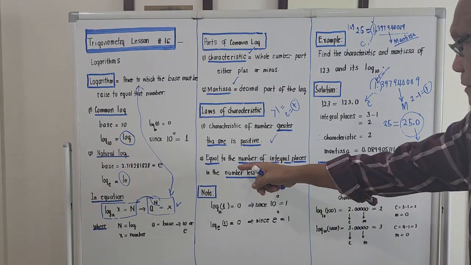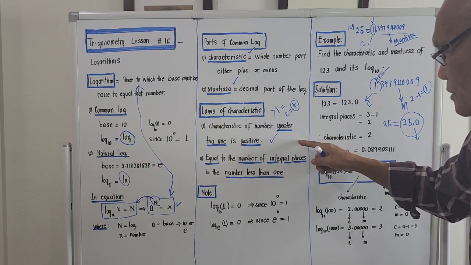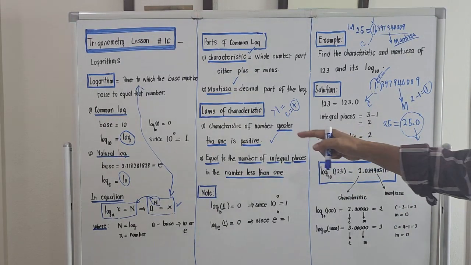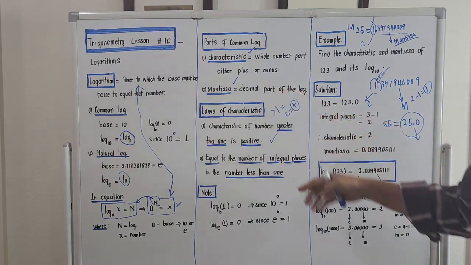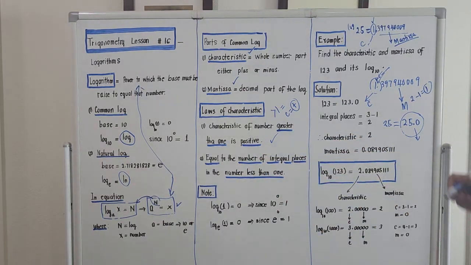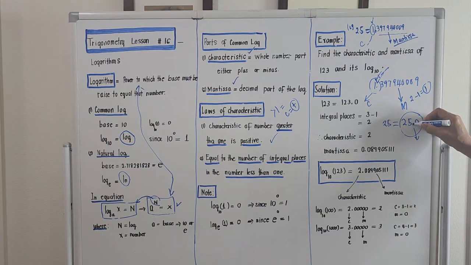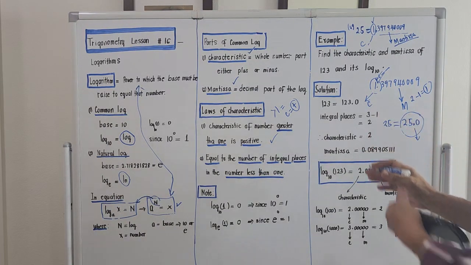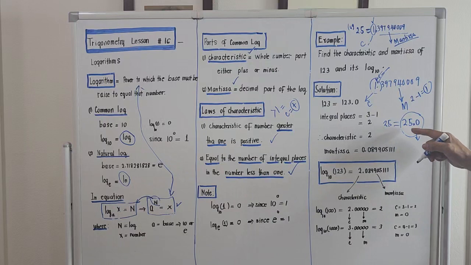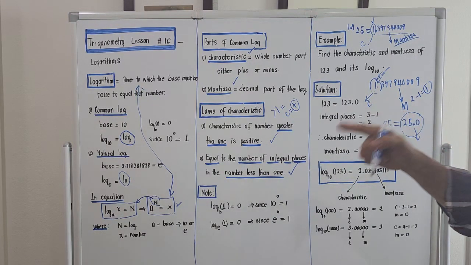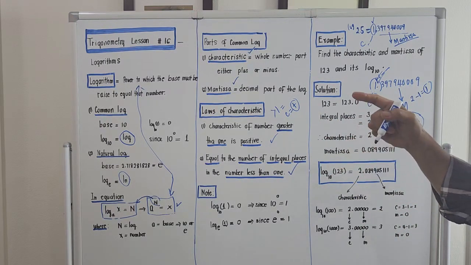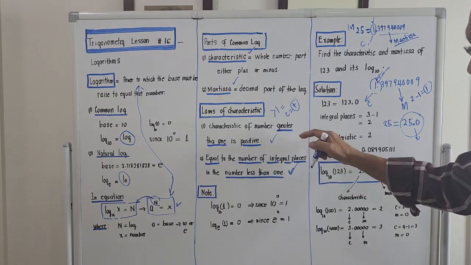The characteristic is equal to the number of integral places in the number, less 1. That's the one I'm saying. To determine the value of the characteristic, it is equal to the number of integral places in the number less 1. So starting with the decimal point here, count the number of significant figures to the left. It's 2, right? Minus 1, that's the meaning of this. Whatever number you count, if it's 3, you subtract 1 and the characteristic will be 2. If you count 4, minus 1, the characteristic will be 3. That's the meaning of this.